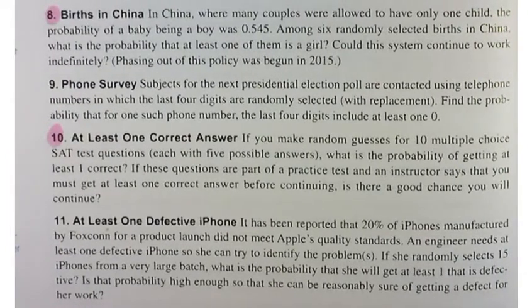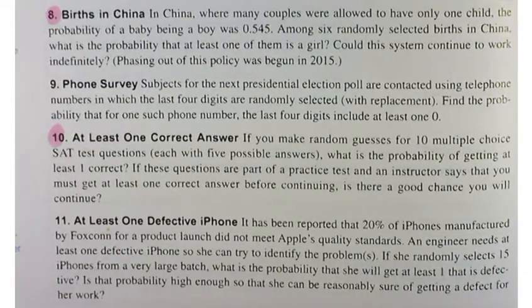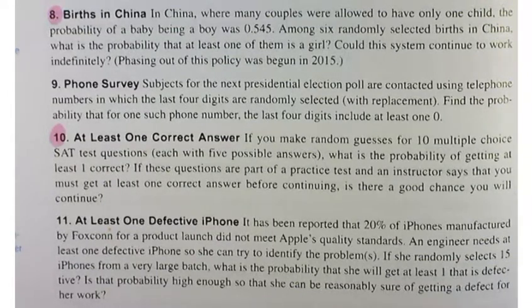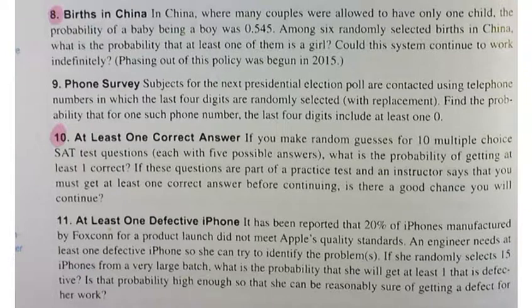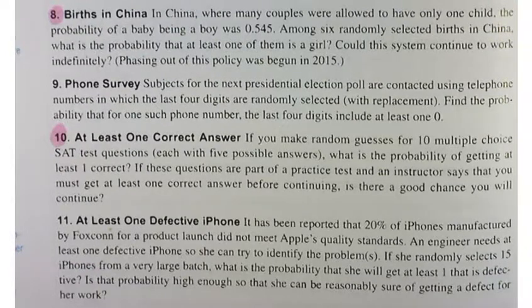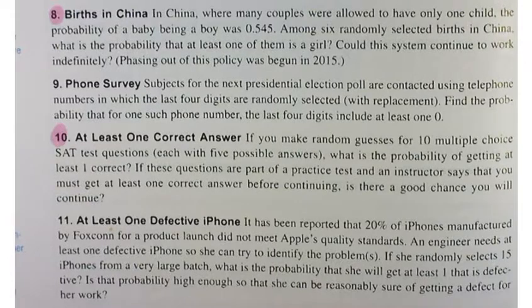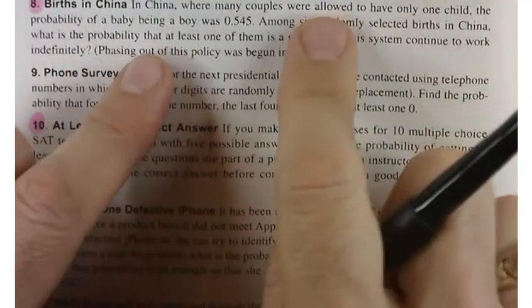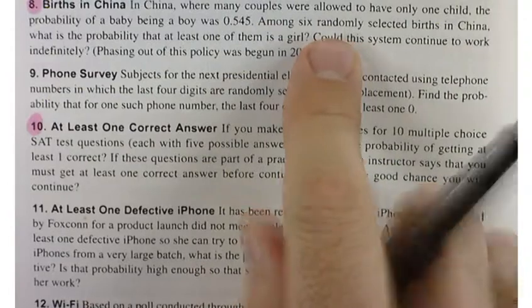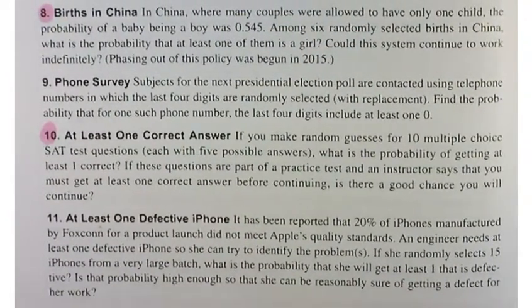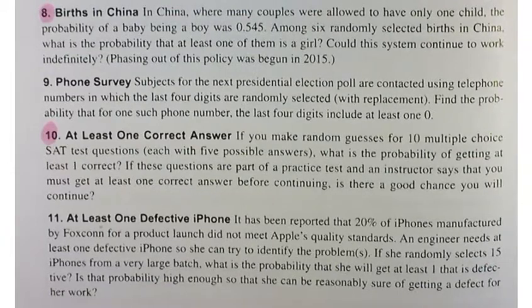In China, where many couples were allowed to have only one child, the probability of a baby being a boy was 0.545. So that's really high. And I'm not going to discuss why that might be high, but maybe you know. In any case, among 6 randomly selected births in China, what is the probability that at least one of them is a girl?